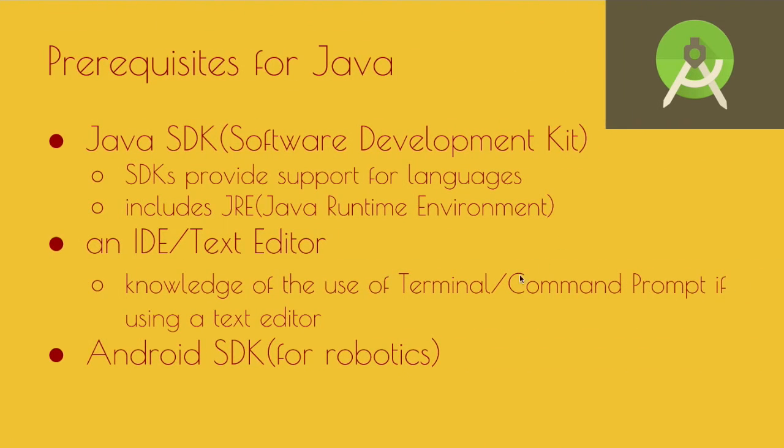And of course, for robotics, you would need the Android SDK as well, which is the Android Software Development Kit, and of course, Android Studio. The logo for that is over here. Android Studio and the Android SDK work together to help you create Android apps. This is the toolbox you need to create Android apps. This is the toolbox you need to program in Java.